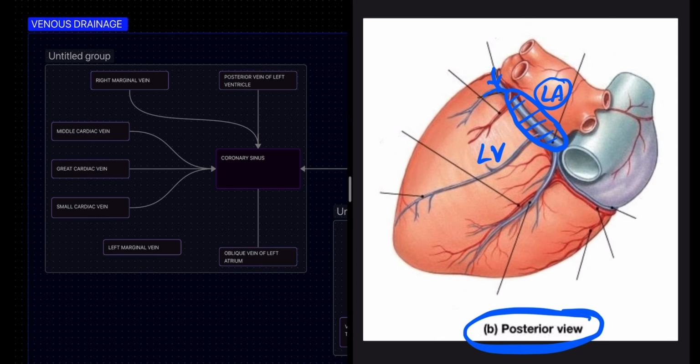Now, as you can already see on the left side of my screen, I have listed all the various tributaries of the coronary sinus, and we have already discussed the great cardiac vein and the oblique vein of the left atrium. Now, if we proceed to the posterior vein of the left ventricle, which is also a major vein, as you can see over here, this also drains into the coronary sinus, and it is responsible for draining the deoxygenated blood from the inferior and lateral walls of the left ventricle.